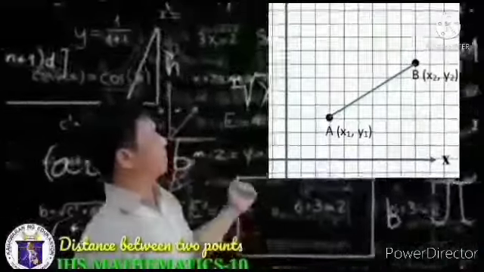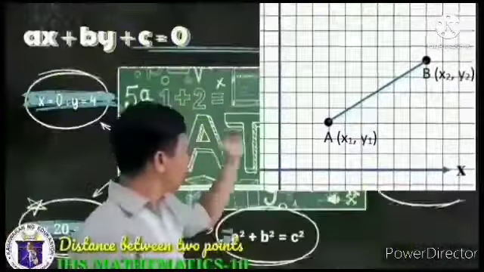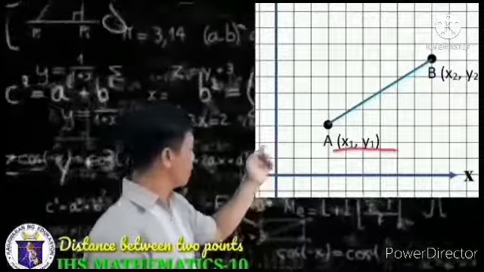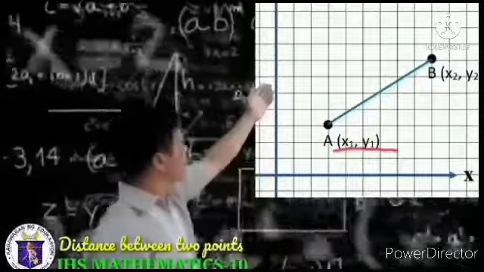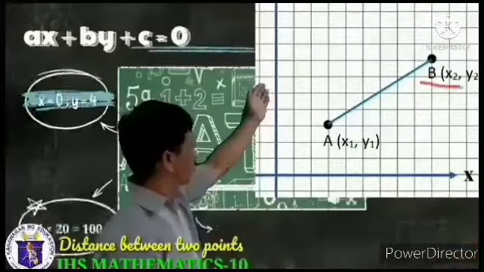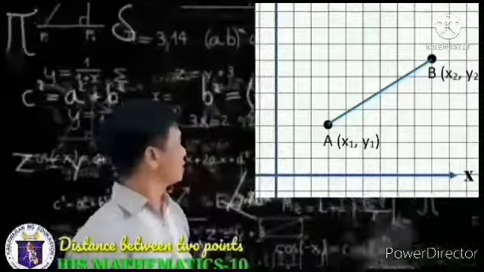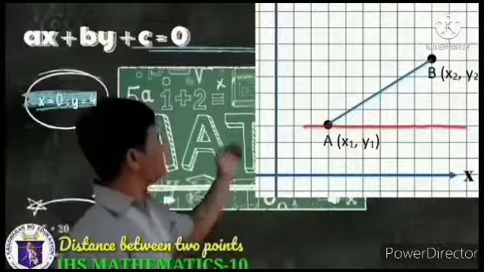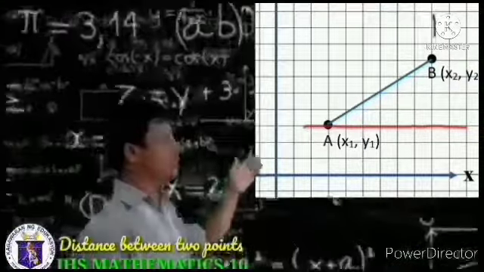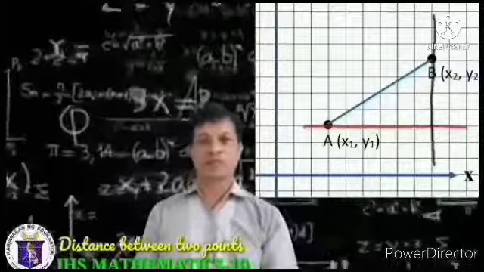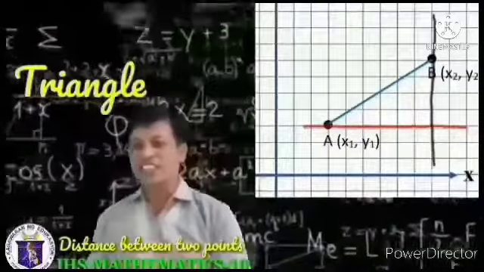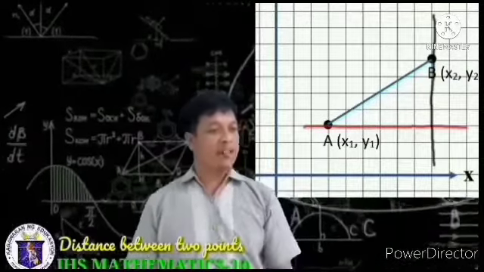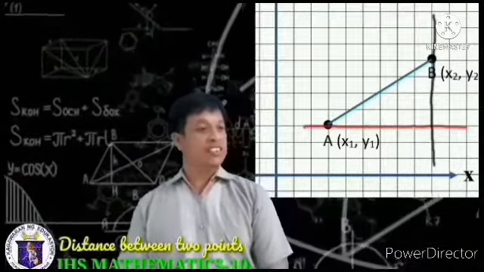Let's write its coordinate. So, point A has coordinate of x sub 1, y sub 1, and point B has coordinate of x sub 2, y sub 2. Drawing the line passing through point A horizontally and passing through line B vertically, what figure is formed? That's right! It is a right triangle. And what do you know about how to find the measure of its sides?